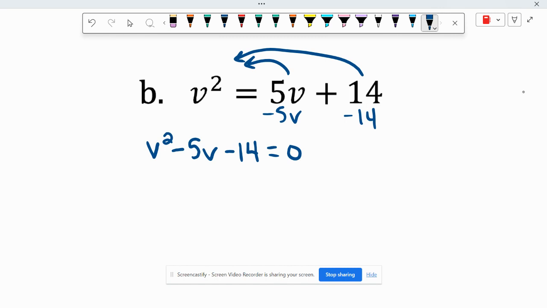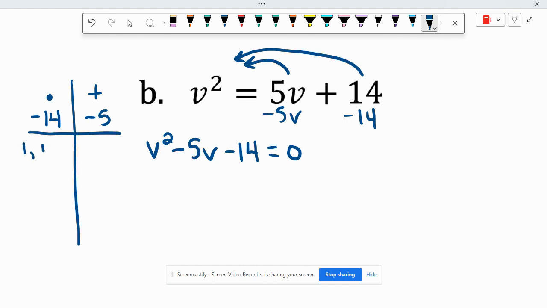So now let's look at our times plus chart. What's the product that I'm looking for? Well, A times C is -14, adds up to B, -5. So let's start listing factors of 14. Well, 1 and 14, 2 and 7. So which one of those has to be negative? The 7 has to be negative. +2, -7. So those are the two factors that I'm going to use, right?